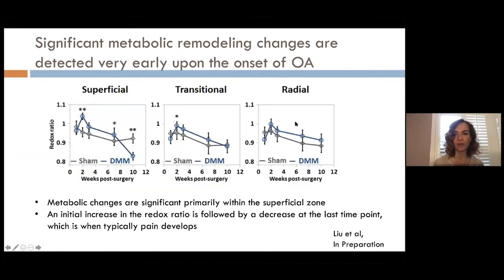In terms of the metabolic readouts, one of the things that's really interesting is that in that superficial layer, we see metabolic changes that are happening very early, within a couple of weeks from surgery. The other thing that is really exciting is that while there's one type of difference between our sham and DMM mice, this metabolic difference reverses at the later time points. So things are clearly changing very dynamically at the surface. We are not detecting significant differences in the deeper layers, not yet at these stages anyways.